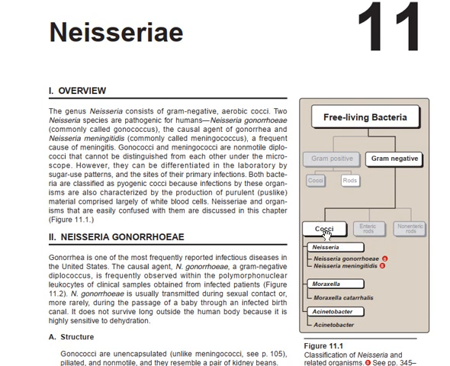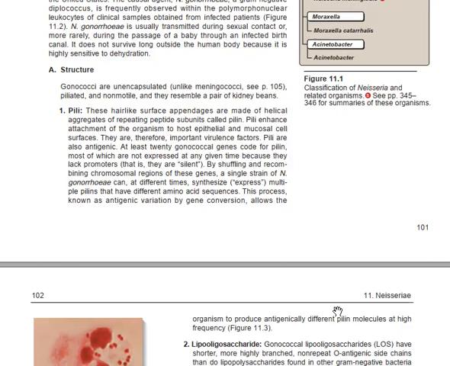Now among the cocci, we have the Neisseria. Is it clear? Now Neisseria is a gram-negative cocci. Examples of Neisseria are Neisseria gonorrhoeae and Neisseria meningitidis. Another gram-negative cocci is Moraxella, an example is Moraxella catarrhalis. And the last gram-negative cocci is Acinetobacter. An example is Acinetobacter here. So this is the classification.